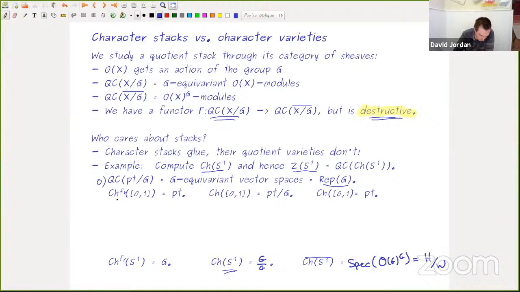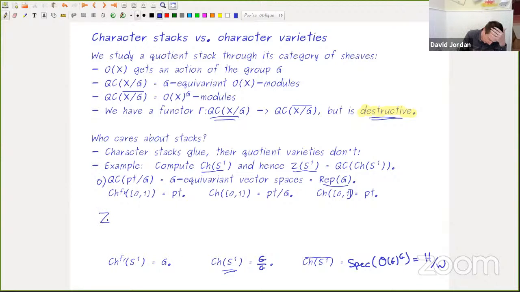So if we compute the framed character variety of the interval [0,1], the framed character variety is just a point. Pi1 is trivial, so there's just one point and it has no automorphisms because we framed it. The character stack of the interval is point mod G by the above. And then again, if we take the character variety of the interval, it's again a point.